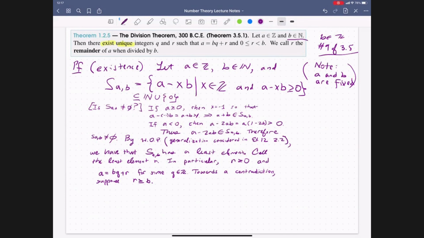All right, so let's go ahead and do that. So now we have, by assumption, R is equal to A minus BQ. And now what we're going to do is subtract B on both sides. So if we subtract B on both sides, we have R minus B on the left. And this is now going to equal A minus BQ minus B. But then on the right-hand side, we can factor a B out. And so we have Q plus 1 here.